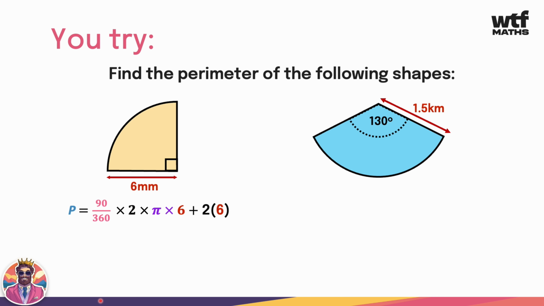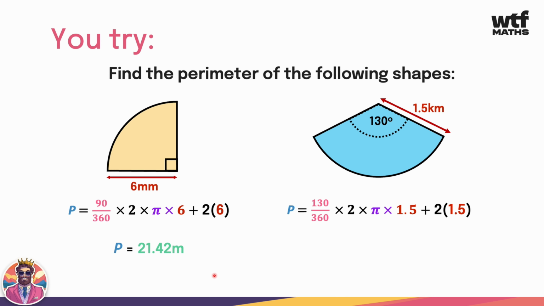So for the first shape here, this is a right angle, okay? This is a right angle, so it's 90 degrees. We have 90 out of 360 degrees. Now, if you prefer, you could simplify that to 1/4. We know this is 1/4 of a circle. So if you wrote 1/4 here, you'll still get the exact same answer, but that's up to you. So 90 out of 360 times 2 times pi times 6, and then don't forget to add on the 2 6s at the end for these edges, and you should get 21.42 meters.